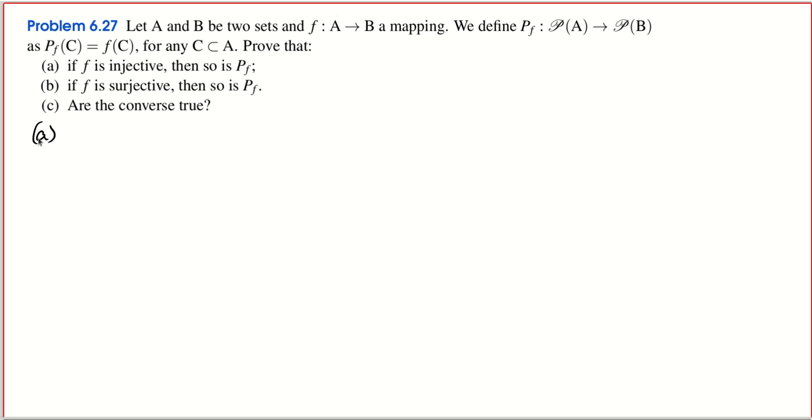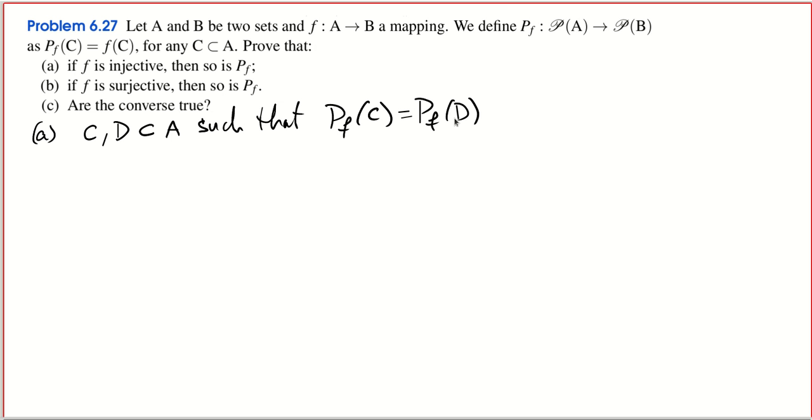We're going to prove that if F is injective, then so is P of F. Let's take two sets, C and D, which are subsets of A, and such that PFC is equal to PFD, but otherwise they are arbitrary. So the only requirement is that the images through the function PF are the same. According to the definition, what this means is that FC, the set of images of the set C, is equal to the set of images of the set D.